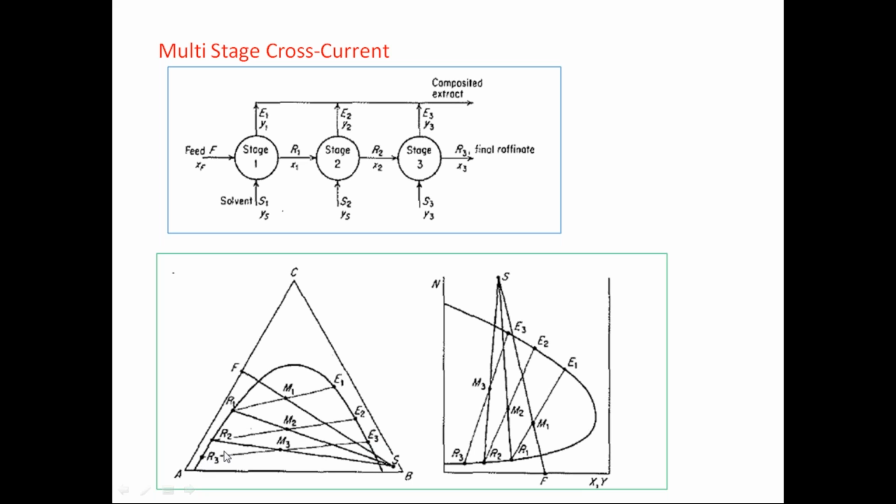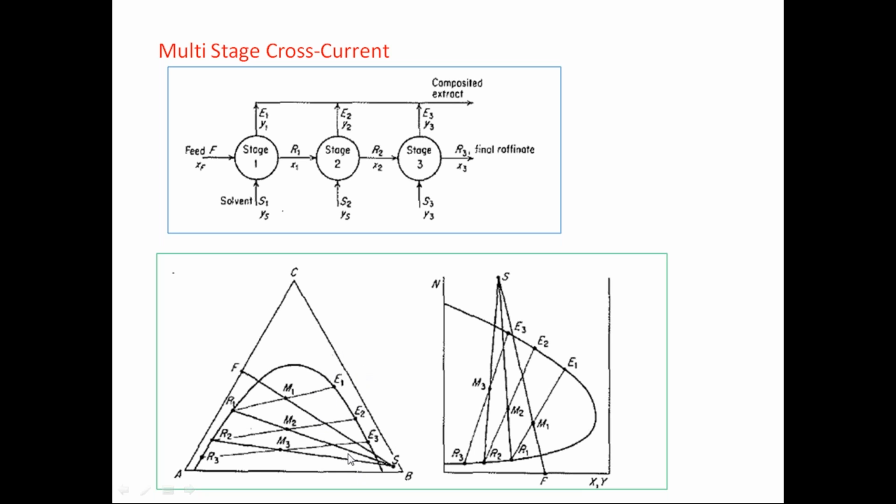See, if you want to get this in a single step, your M point should be here. This M point should be here. Okay. Then you can calculate how much of the solvent is required for this, compared with what is used by doing the three stages.